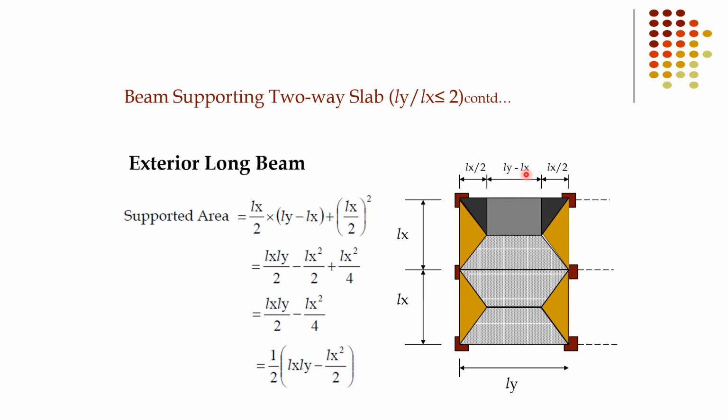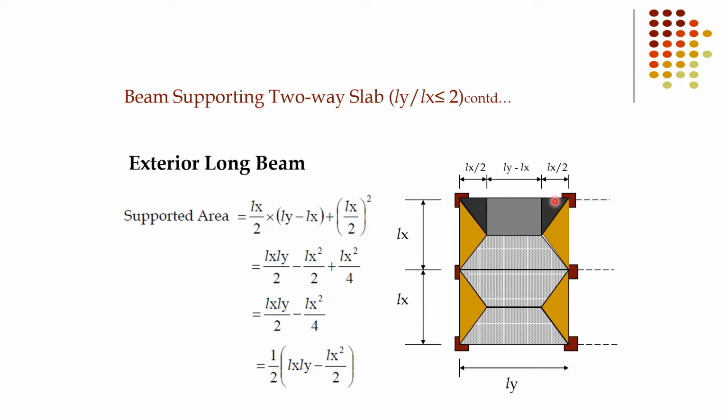Now first of all, this rectangular shaded region, here is ly minus lx. Okay, this is the length side and the width is lx by 2. Here you can see this portion area is lx by 2, that is the half of lx. So lx by 2 multiplied by ly minus lx, plus there are two triangular portions. First of all, this triangular portion area is half into lx by 2 into lx by 2, means lx square by 4 multiplied by half.